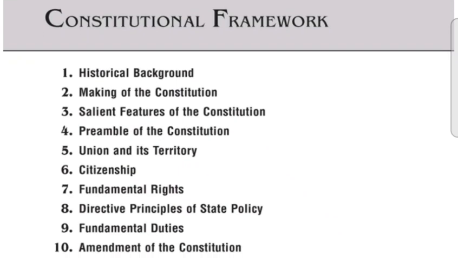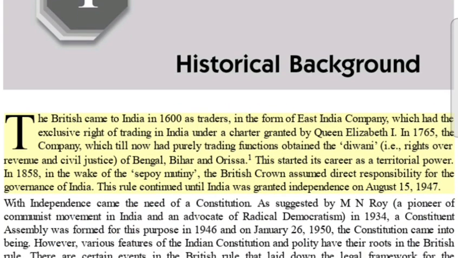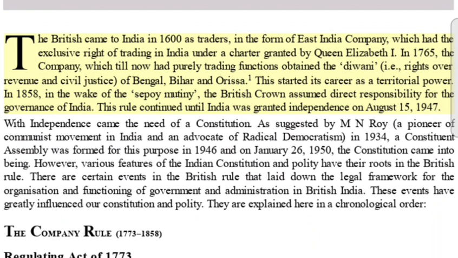in the form of East India Company, which had the exclusive right of trading in India under a charter granted by Queen Elizabeth I. In 1765, the company, which till now had purely trading functions, obtained the Diwani, i.e., rights over revenue and civil justice, of Bengal, Bihar and Orissa. This started its career as a territorial power.